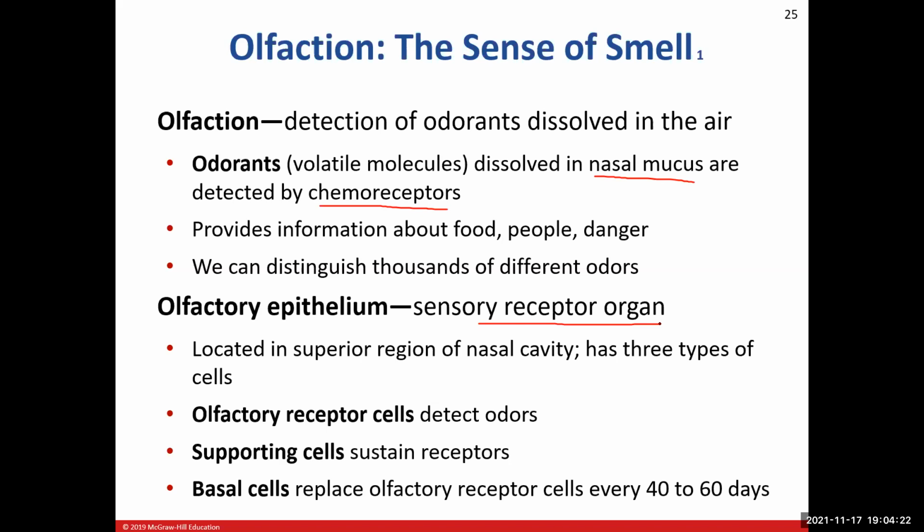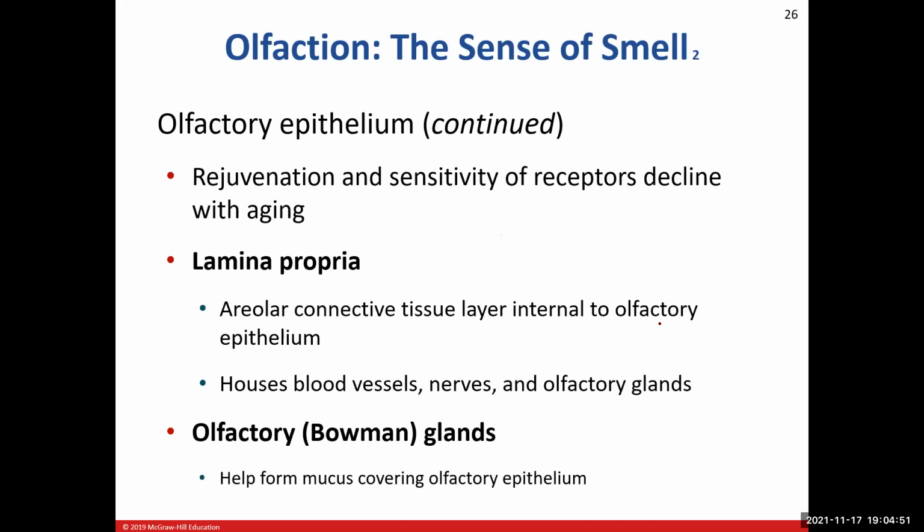And then the third type of cell, the basal cells, I call these the baby cells, because they're the olfactory receptor cells in waiting, they haven't quite grown up yet. Usually every 40 to 60 days, the olfactory receptor cells turn over. And when they do, the basal cells come in and replace those older or damaged or dead olfactory receptor cells. So 40 to 60 days is a pretty decent turnover rate.